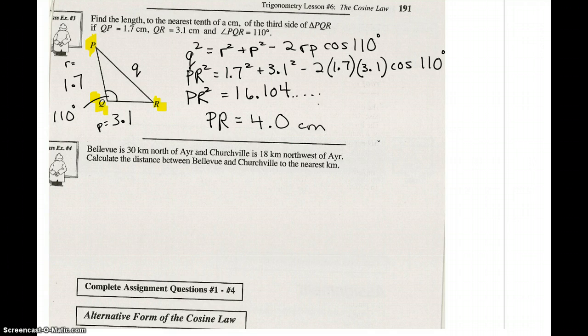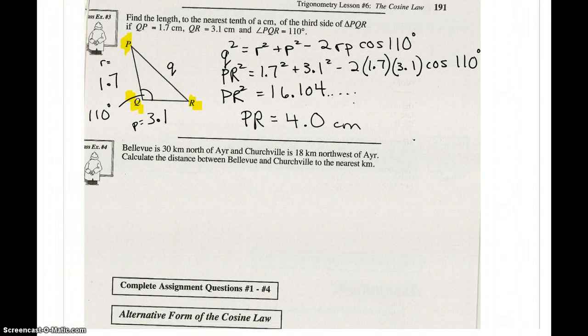We have another one here that we're going to go through, and this is a common one where you are given some directions. So you need to make sure you know your north, south, east, and west. Bellevue is 30 kilometers north of Ayr. So I'm going to throw in Ayr right here. That's a city just outside of Waterloo and Kitchener in Ontario.